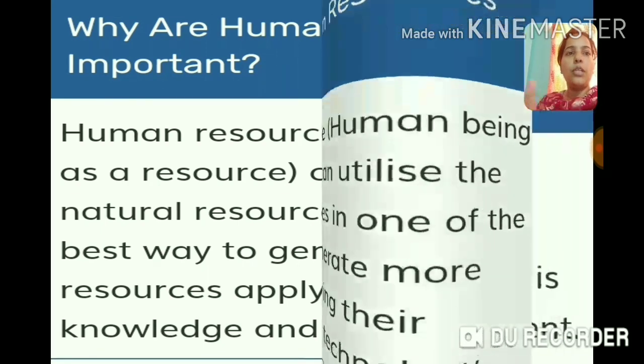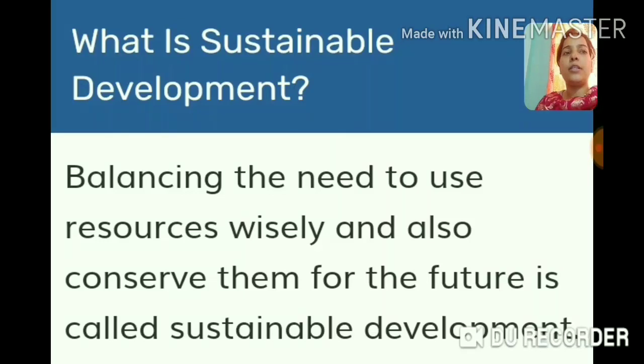Now, the next question is, what is sustainable development? Balancing the need to use resources wisely, to use resources in a proper way, and conserve them and protect them for the future is called sustainable development. Because if we use our resources in a proper way, we can plan it for the future also.